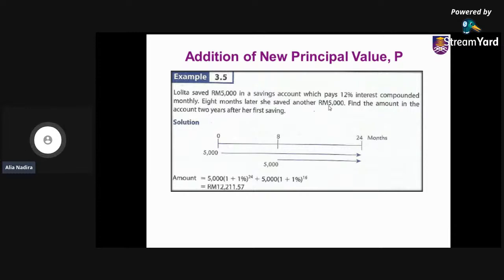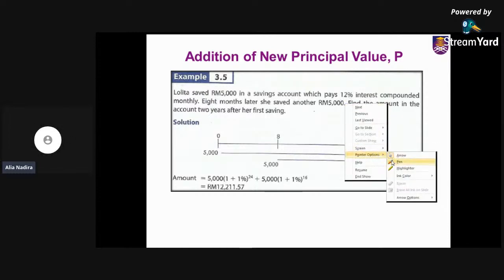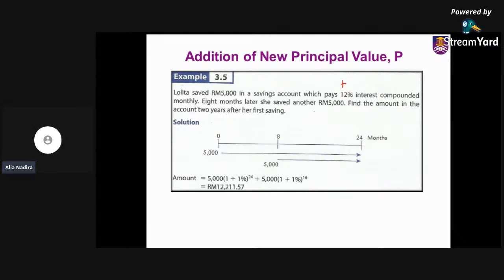First of all, you calculate the first RM5,000. You put RM5,000 in the account, which pays 12% compounded monthly. 12% is K, compounded monthly, so M. We calculate this for 2 years, because we want the amount after 2 years. But after 8 months she added another 5,000 ringgit. That's why here we add another 5,000.